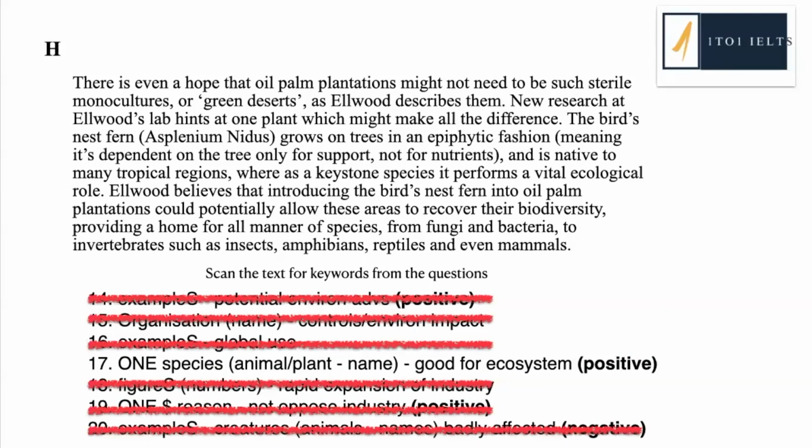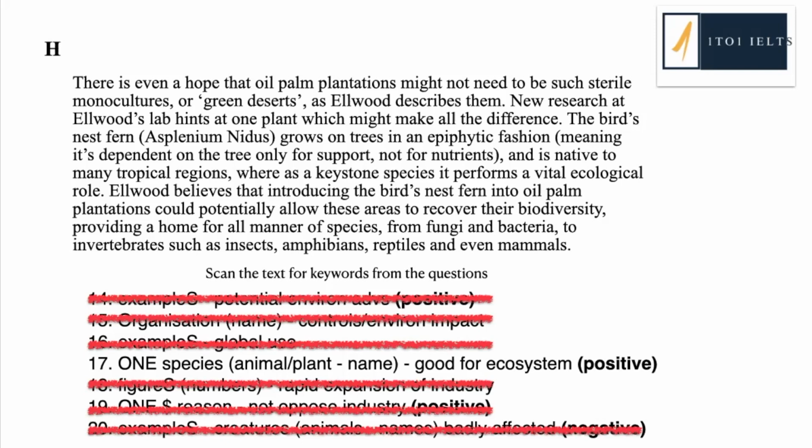Okay, so we move to our final paragraph. We only actually have one answer left, so I'm 99% sure that we're going to find 17 in paragraph H. So we're looking for the name of a species, maybe an animal or a plant, that is good for the ecosystem. Now I can see some capital letters which say Asplenum nidus, and that seems to be a Latin name for the bird's nest fern, which looks like a plant that grows on trees.